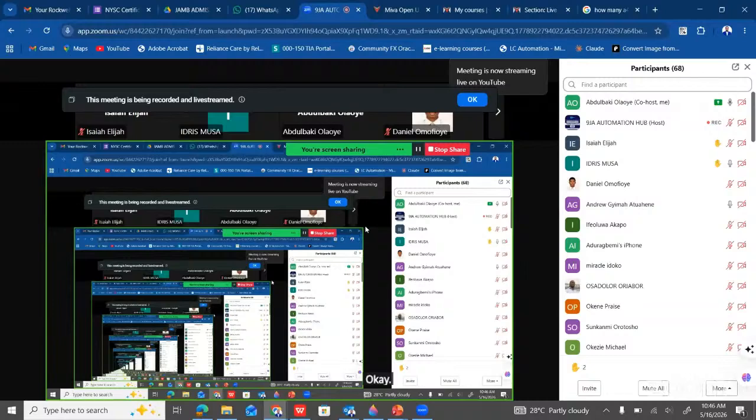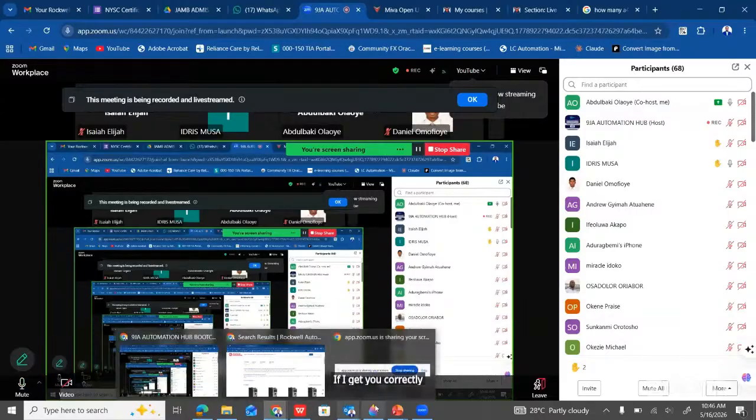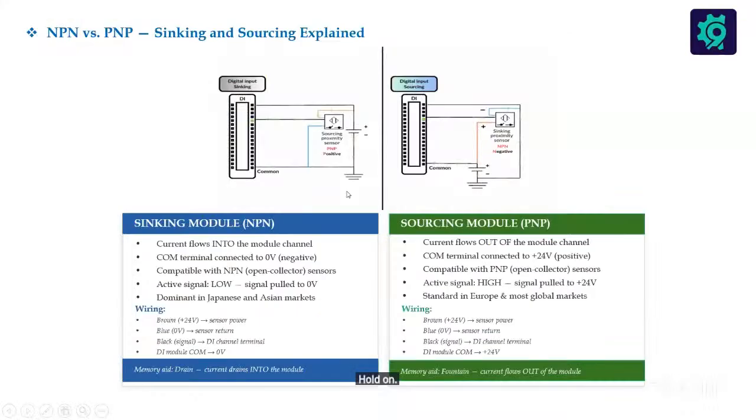Okay. So, if I get you correctly, you are saying that if you have a sinking module, and then instead of having a sourcing module, like this, you have the opposite. Like you are saying, if NPN is put in this place instead of PNP. Am I correct? Yes, please. Yes.